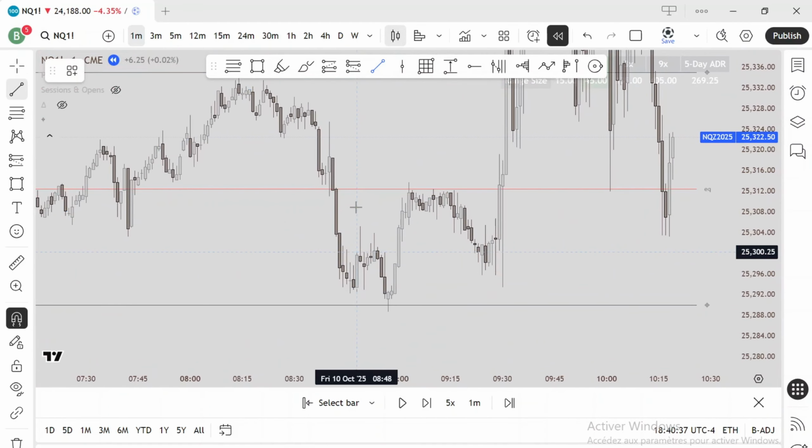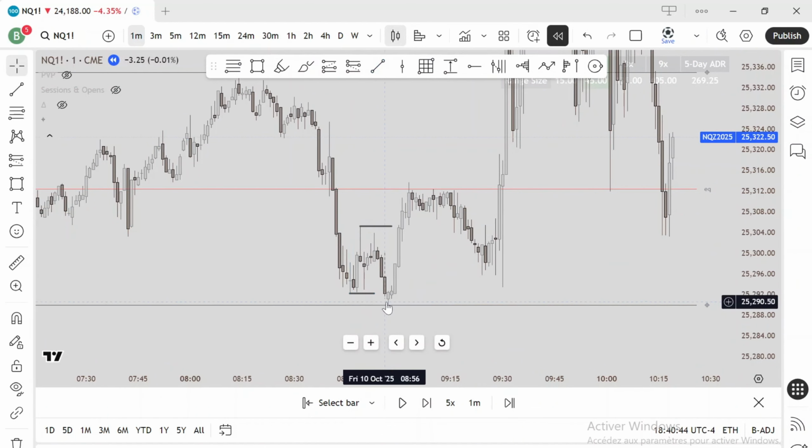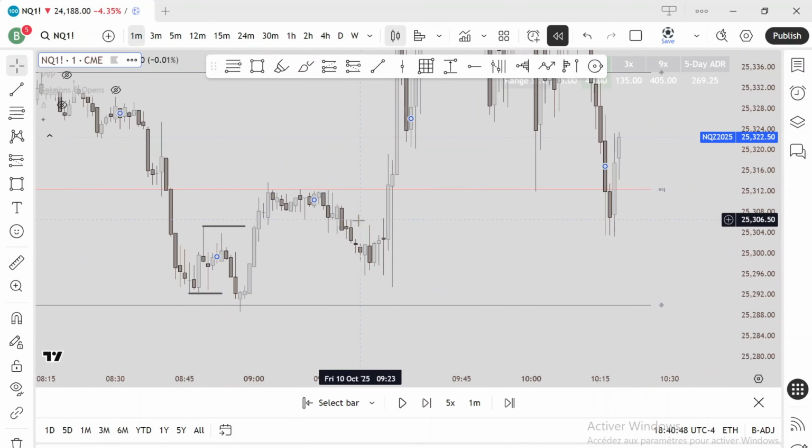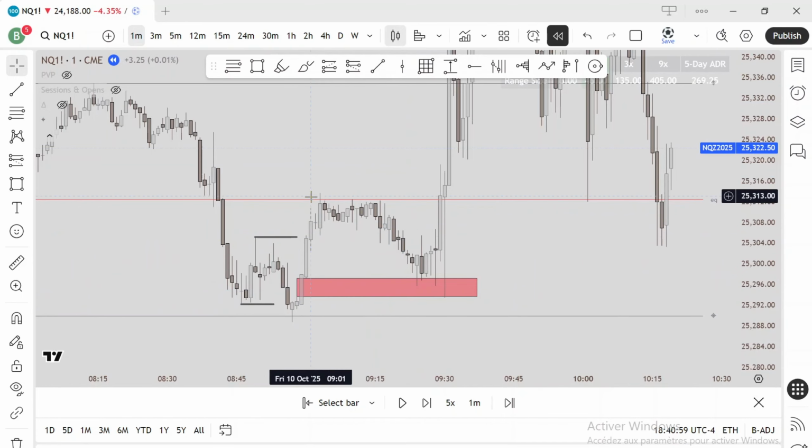So this was inducement. And this was inducement too. Original consolidation, smart money reversal on a very low time frame, and expansion. And here you can have the same thing. But what I mean is you can short here too. Yeah, that's it.